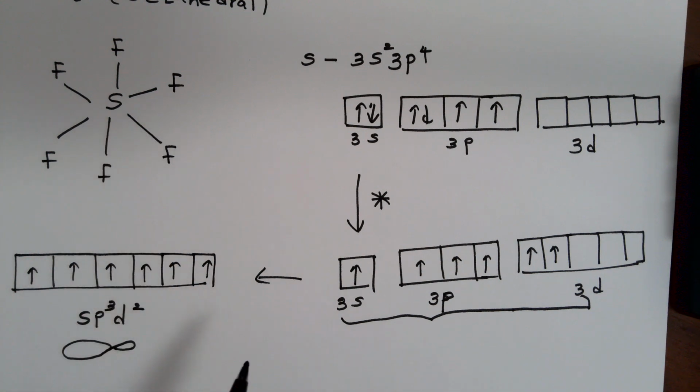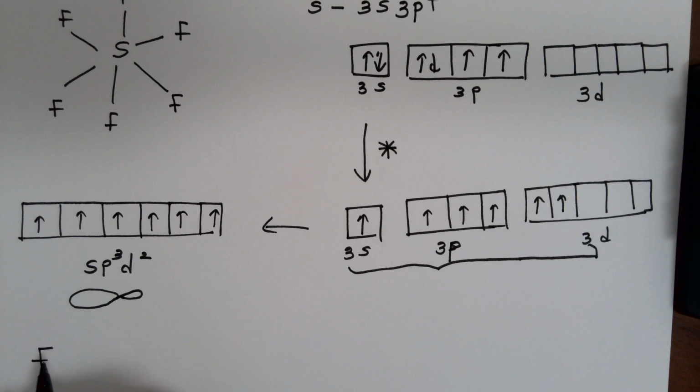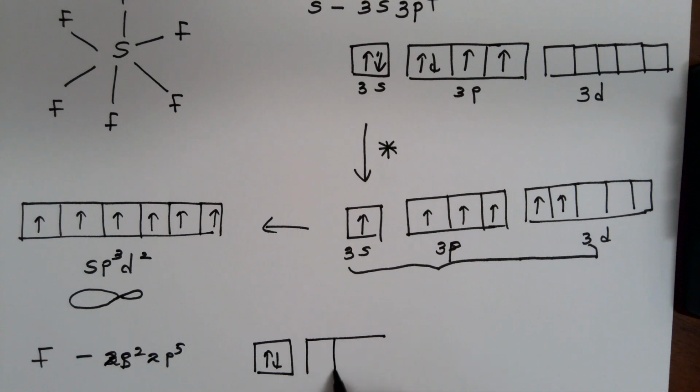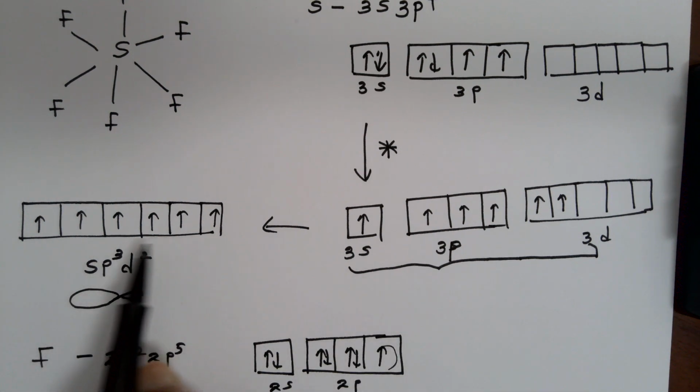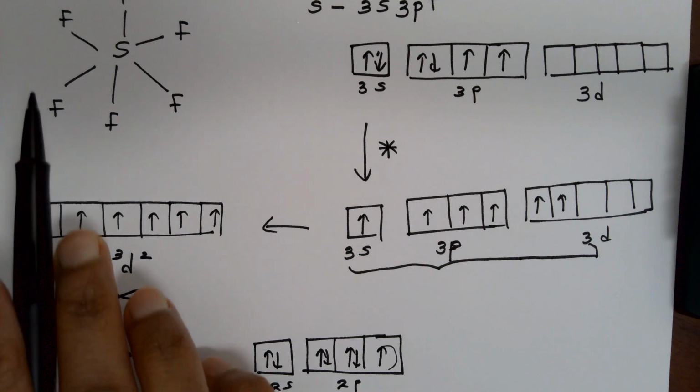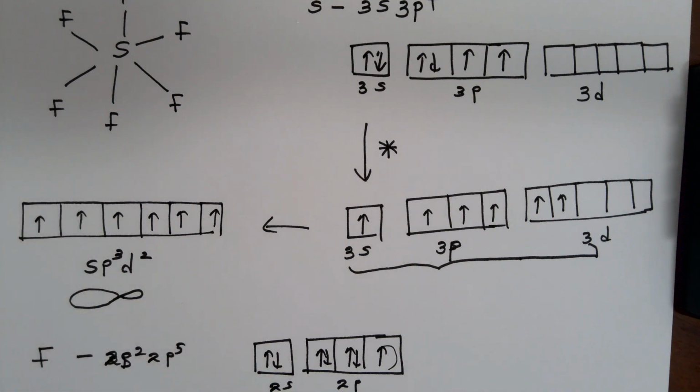So fluorine's valence shell is 2s2 2p5. So if we draw the orbital diagrams, 2s2 and then the 2p level, there are 2 paired electrons and 1 unpaired electron. This is 2p and this is 2s. So this unpaired electron on fluorine overlaps with these 6 hybridized orbitals on sulfur to make this octahedral SF6 molecule.